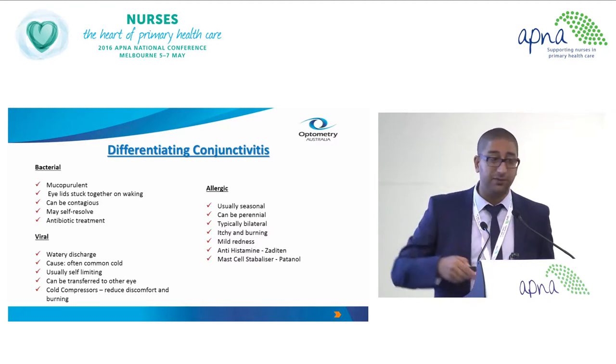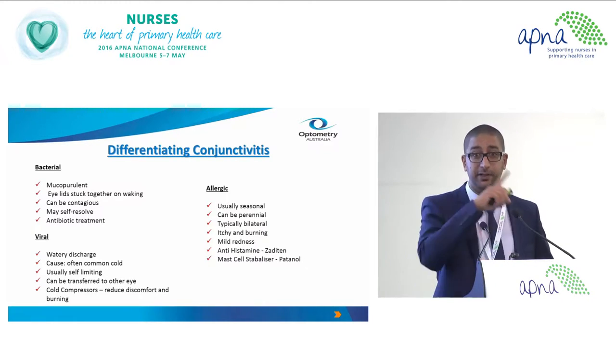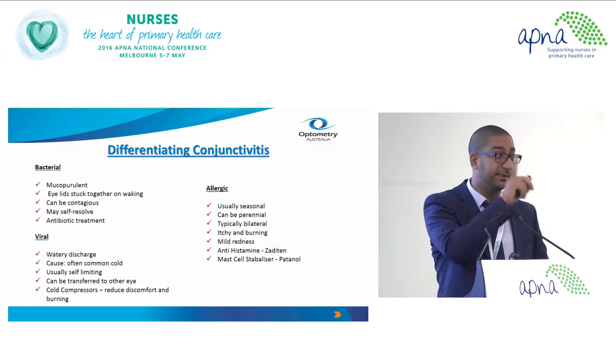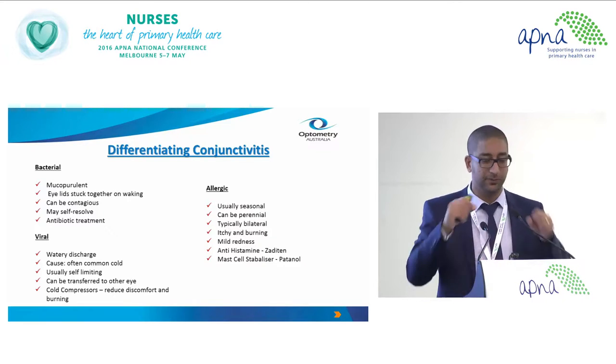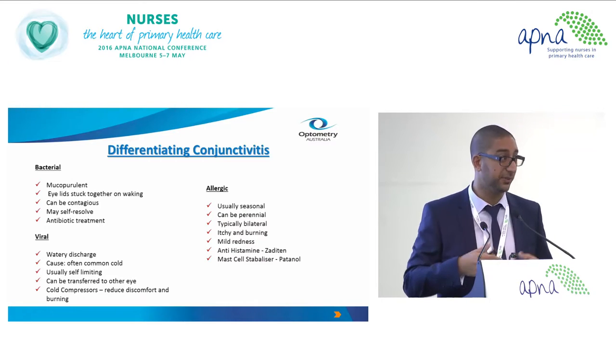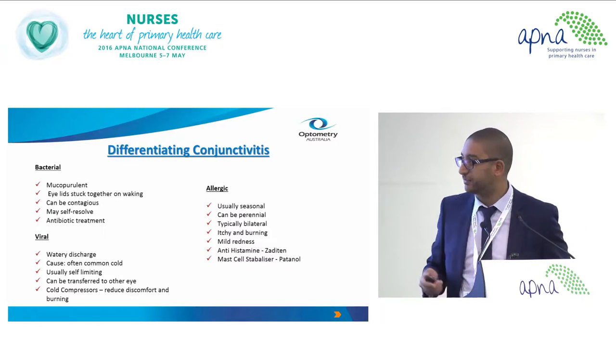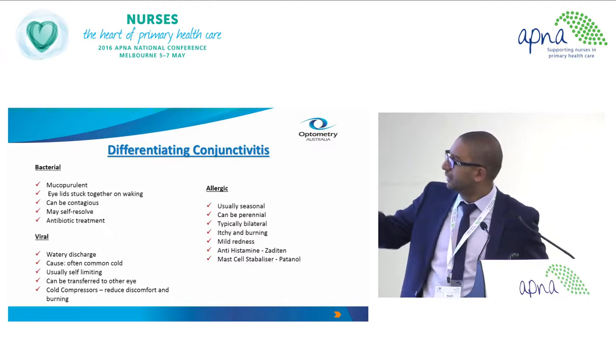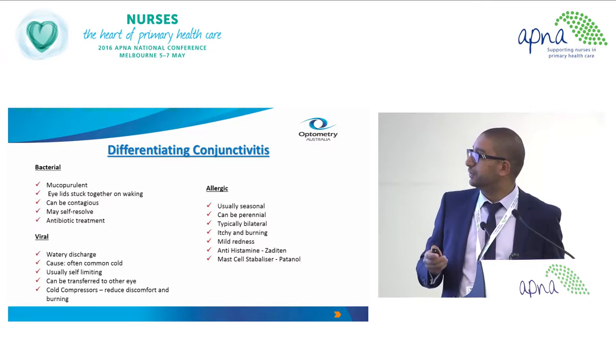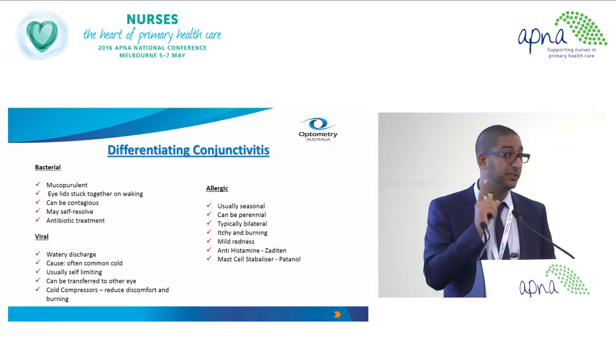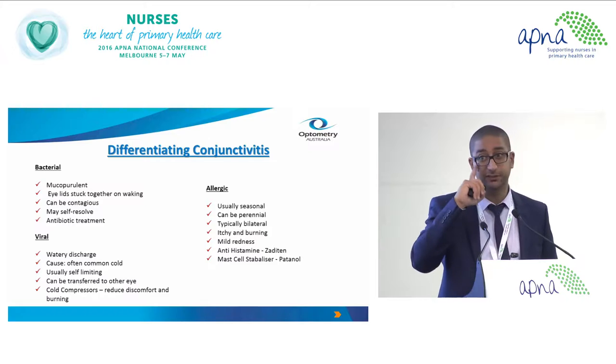A lot of the time with viral, as I didn't mention earlier, it can go to the other eye. So you can get it for 7 or 10 days, and it can go to the other eye, okay? So people rubbing their eyes, using towels, those sort of things, their own towel even, and they can actually transfer it. And allergic, usually seasonal, usually both eyes, so you generally won't get allergic conjunctivitis in one eye.